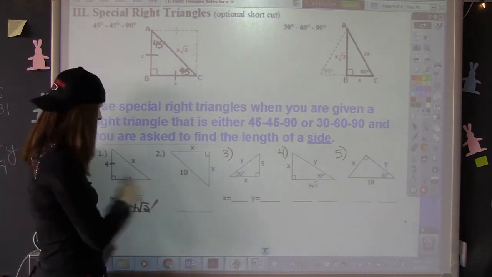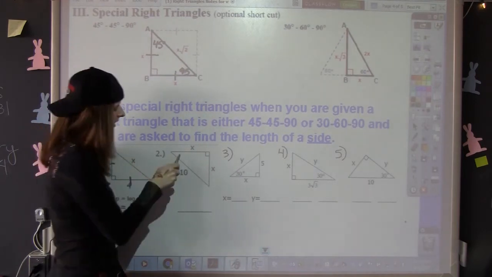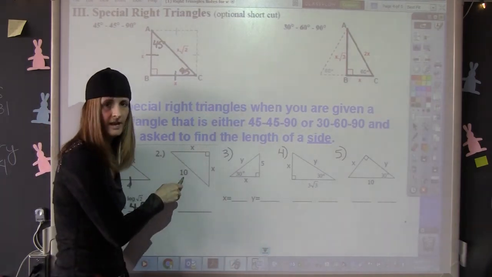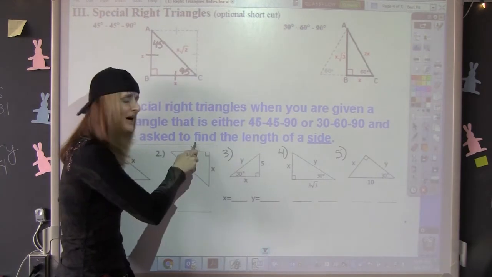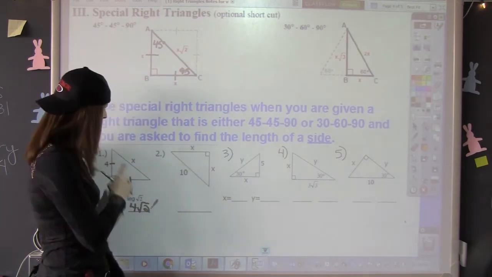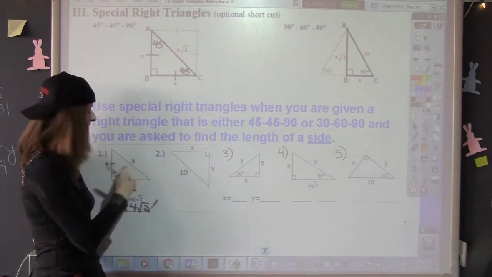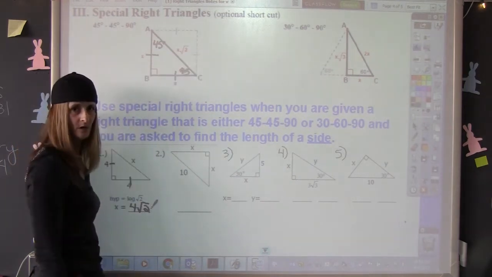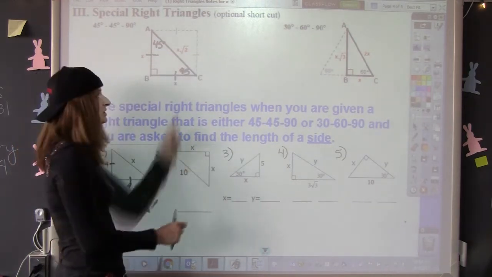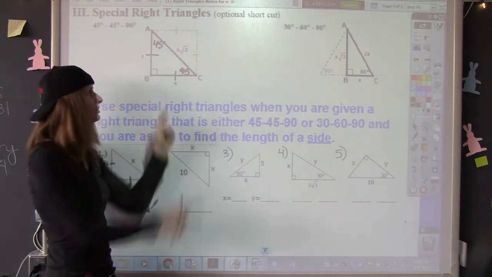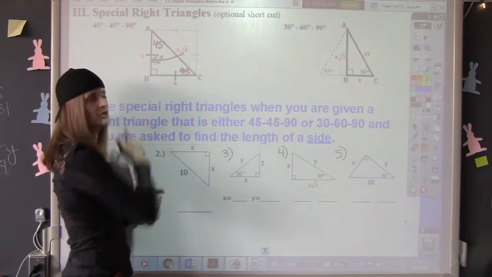Okay? This one is the same as this one, except they are giving you the length of the hypotenuse, and they're asking you to work the opposite direction. If you have to go from the leg to the hypotenuse by multiplying by the square root of 2, you're going to use the opposite operation to go the other direction. So you're going to be dividing by the square root of 2.